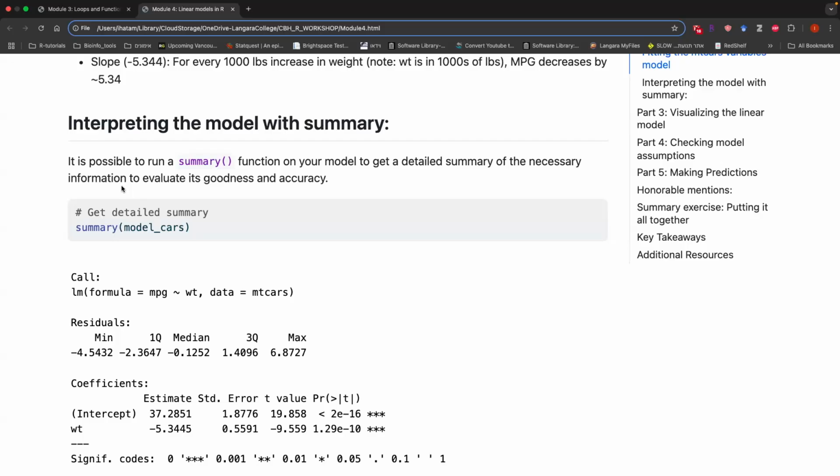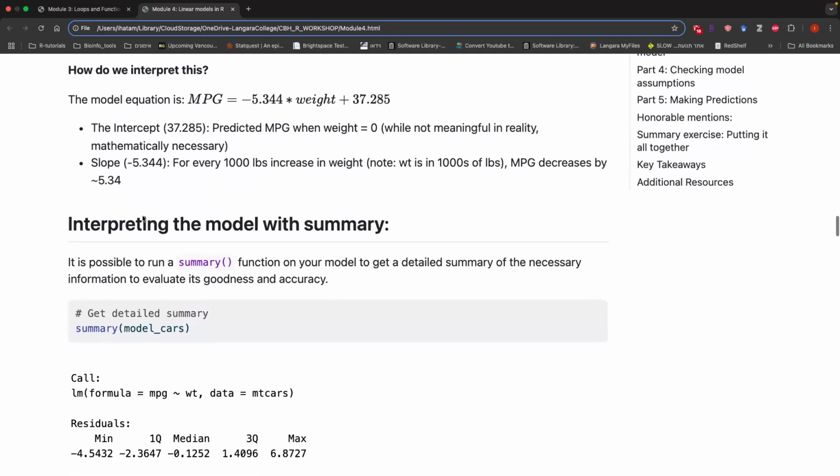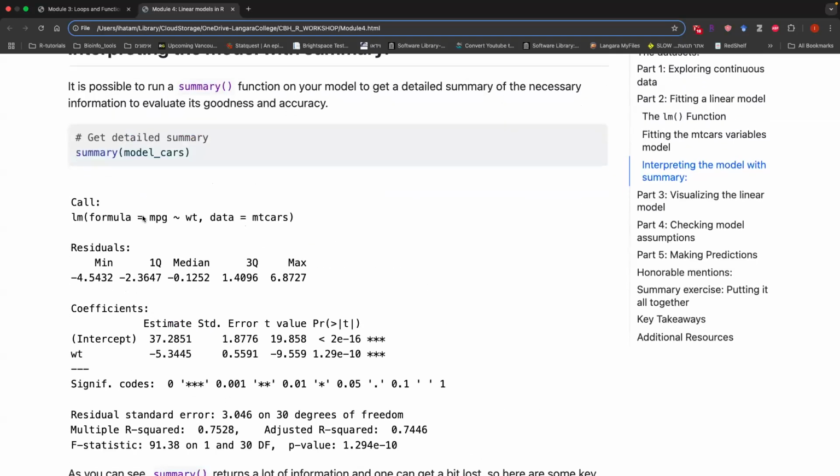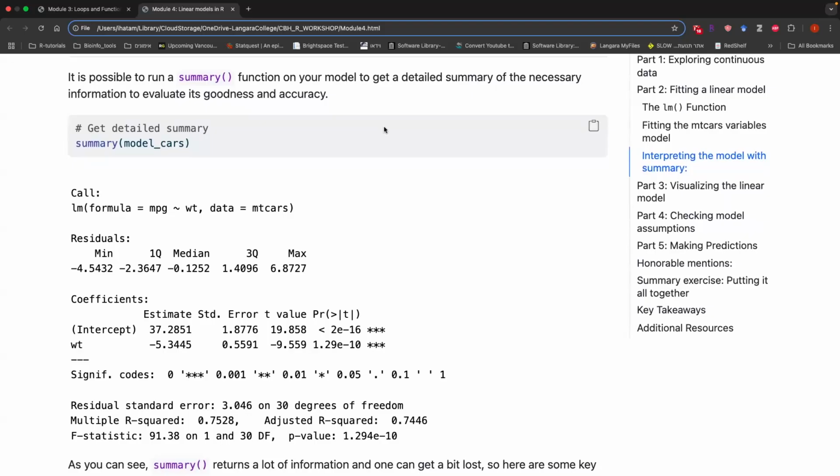Good. Okay, all right. So now we have our model. We got the output. If we click model cars, we'll get the output. We can also use summary. That's a function to get a summary of our model. It's possible to run the summary function on our model to get a detailed summary of the necessary information to evaluate our model's goodness and our model's accuracy.